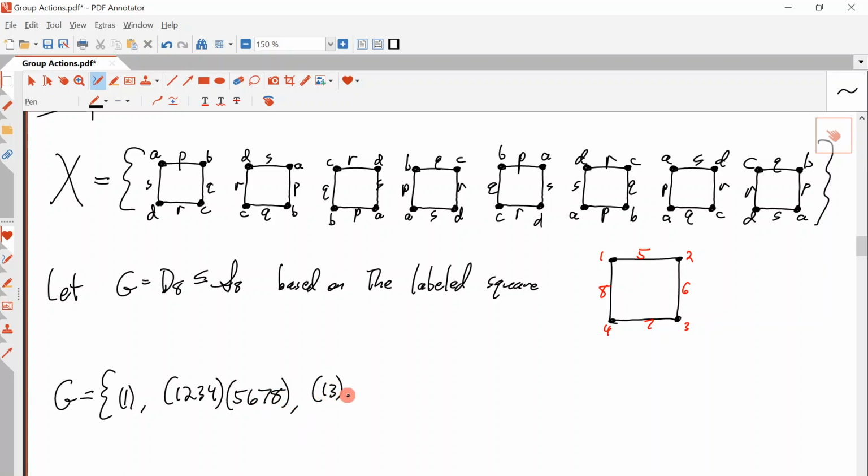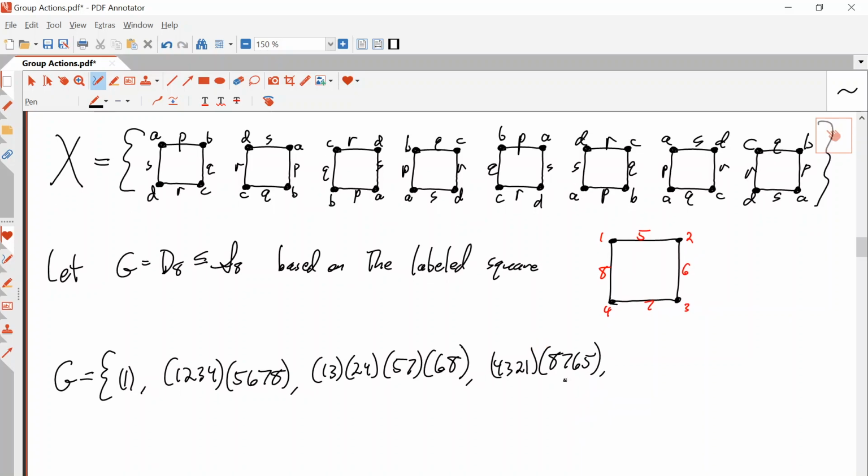Rotation 180. 1 goes to 3, 2 goes to 4. 5 goes to 7, 6 goes to 8. Rotation 270: 4, 3, 2, 1, 8, 7, 6, 5.